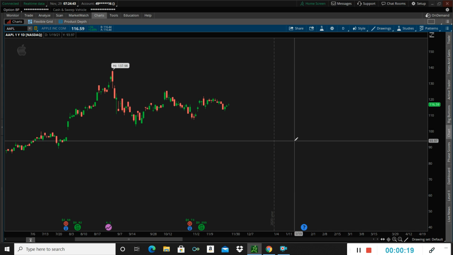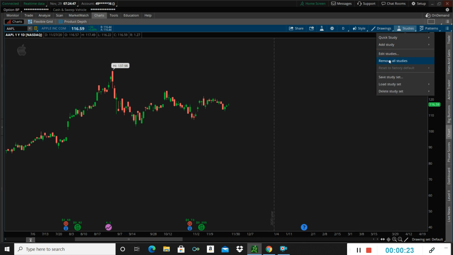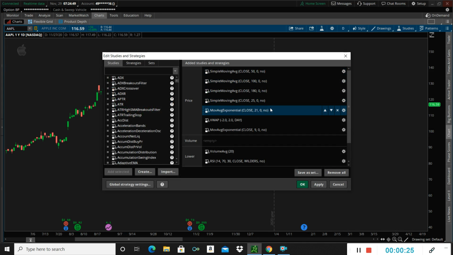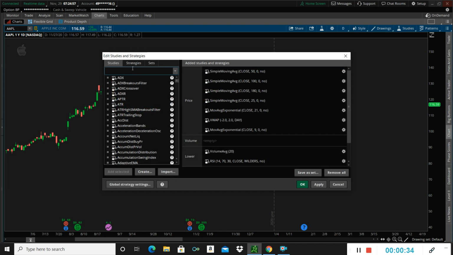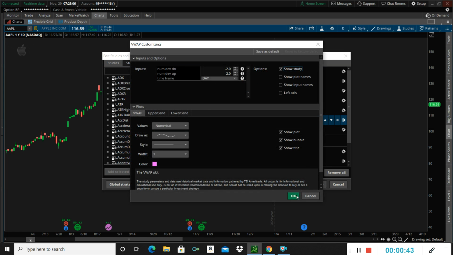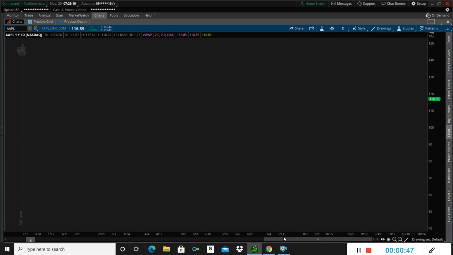We are looking at the stock Apple, and the first indicator that I'm going to talk about is the VWAP, which stands for Volume Weighted Average Price. You can find it if you go to Studies, Edit Studies. You'll actually have to type it in, like right here, just VWAP or Volume Average, whatever. But it pops up here. You can click on it, show study, okay, apply. Oh, it brought me way over here.